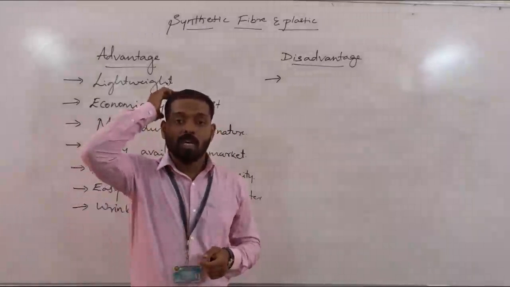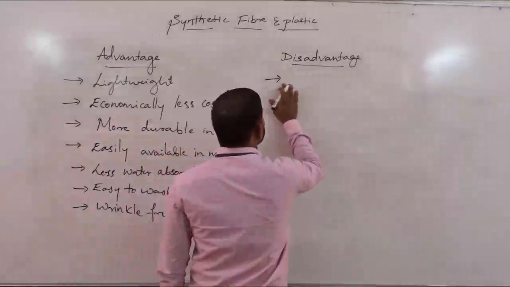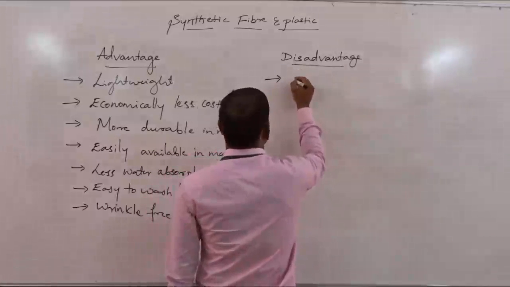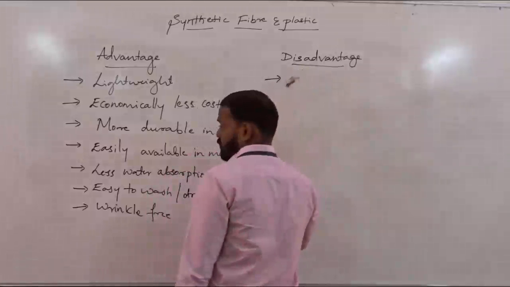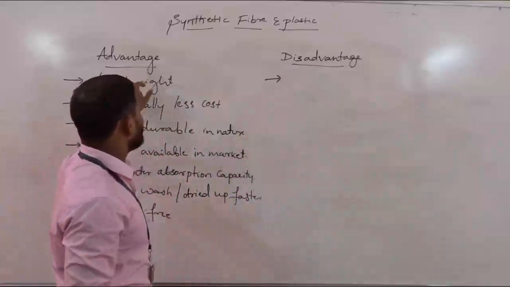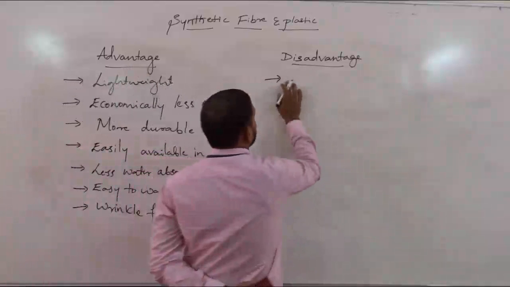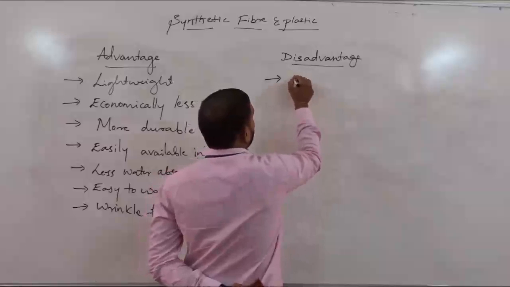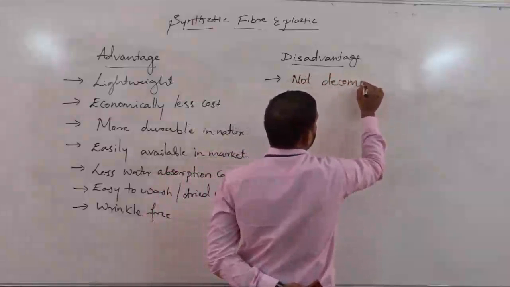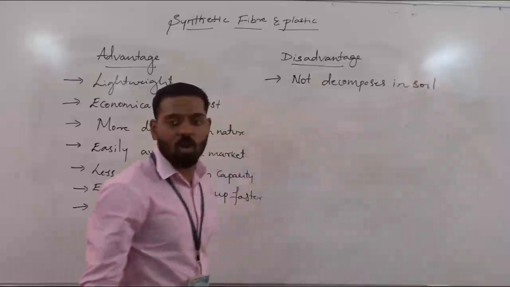So then what will happen? It will not be easily decomposed in the soil. Synthetic fibers are not decomposed in the soil because they are made from chemicals. First you can write the opposite of the advantages. We have seen synthetic fibers are lightweight, but disadvantages means it is not decomposed in soil. The first disadvantage is that it is not decomposed in soil.